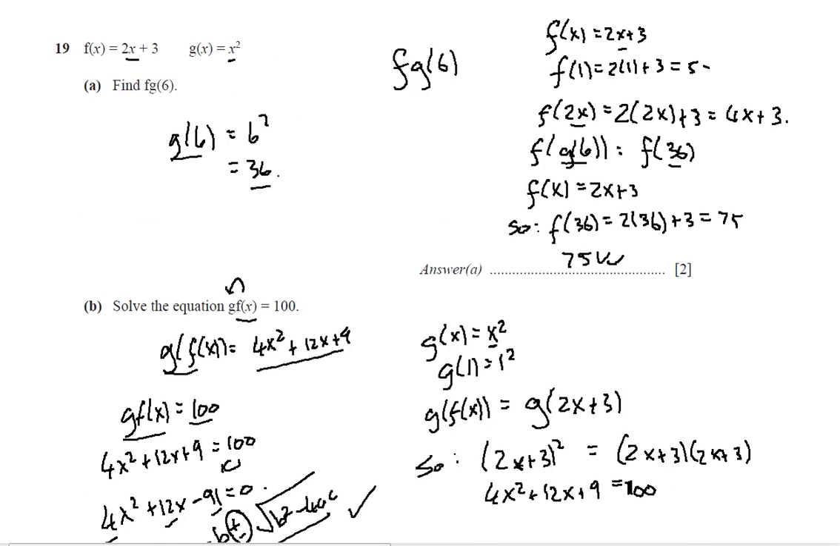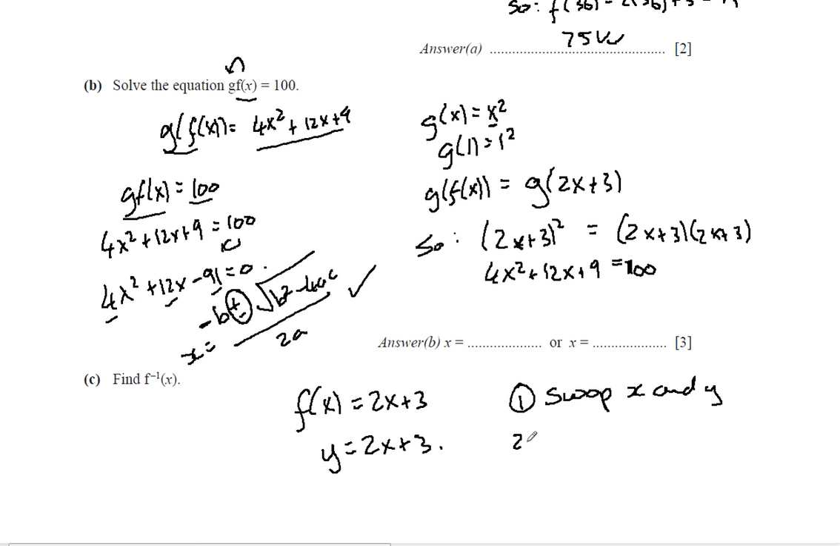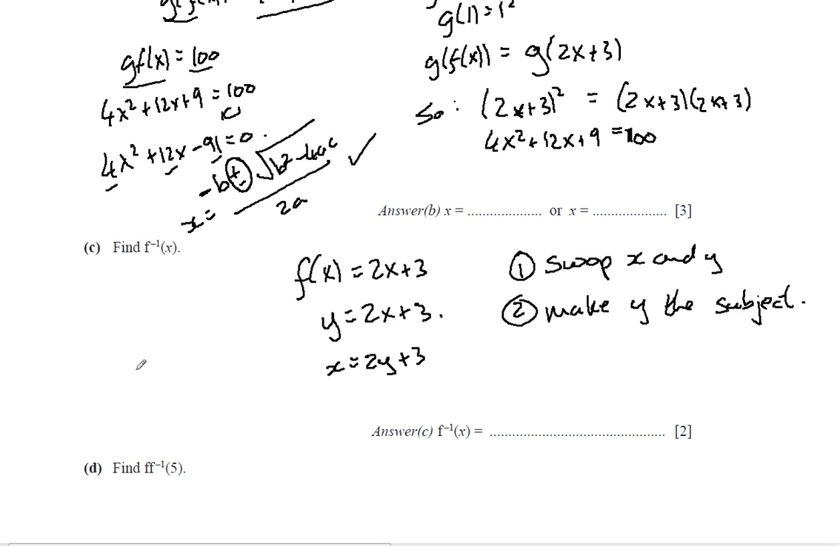f to the negative 1 of x. That just means the inverse of f of x. f of x is 2x plus 3. Now remember, f of x is the same as saying y. So the steps are: first, swap x and y, and the second step is make y the subject. So swap x and y: x is equal to 2y plus 3. So make y the subject is the next step.